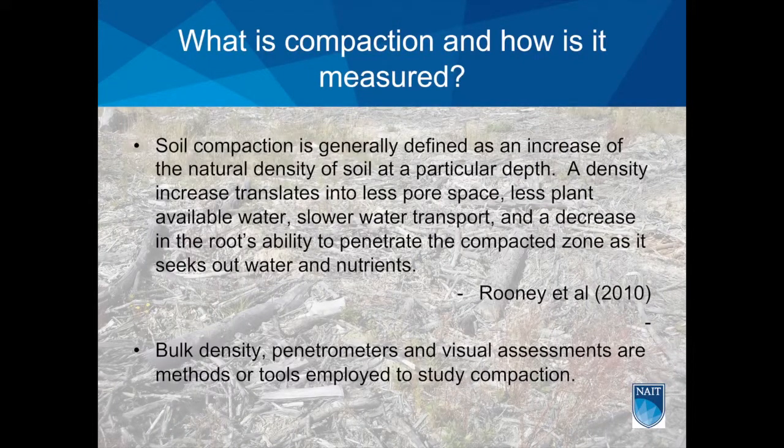I'm going to be speaking today a lot about compaction, so I thought I would quickly define it and mention a couple of the methods that are used for the measurement of compaction. Rooney et al. have a nice definition of it, so I kind of borrowed their definition. Soil compaction may be generally defined as an increase in the natural density of soil at a particular depth. This density increase translates into less available pore space, less available plant water, slower water transport, and a decrease in plant roots' ability to penetrate the compacted zone as it tries to seek out water and nutrients. We use measures of bulk density, penetrometers, and therefore penetration resistance, and also visual assessments may be used to study compaction.